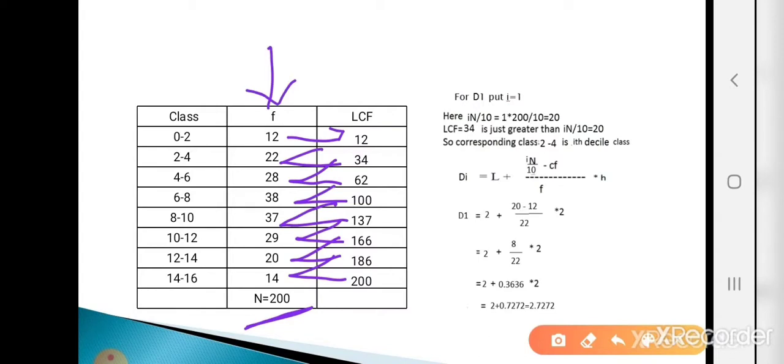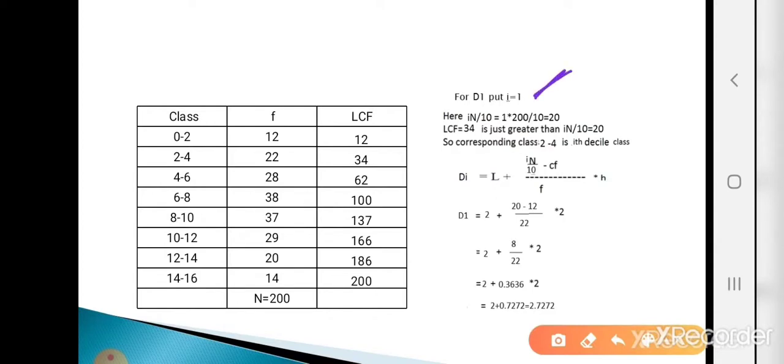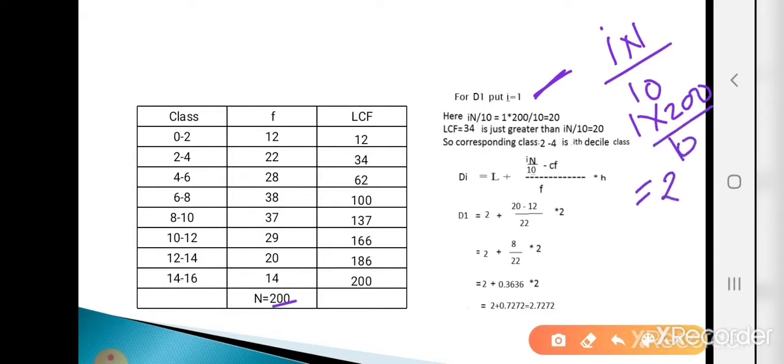Now first calculate the value of D1, that is the first decile. So for calculating the value of D1, put i is equal to 1. First calculate iN divided by 10. So i is 1, so 1 into 200, capital N value is 200, divided by 10, that is 20. Now see the LCF value just greater than 20. Here the LCF 34 is just greater than 20. So the corresponding class is the first decile class. So our first decile class is 2 to 4.